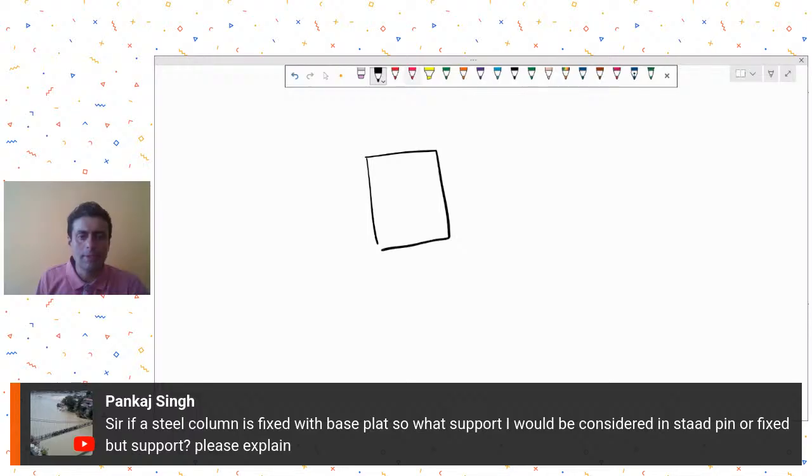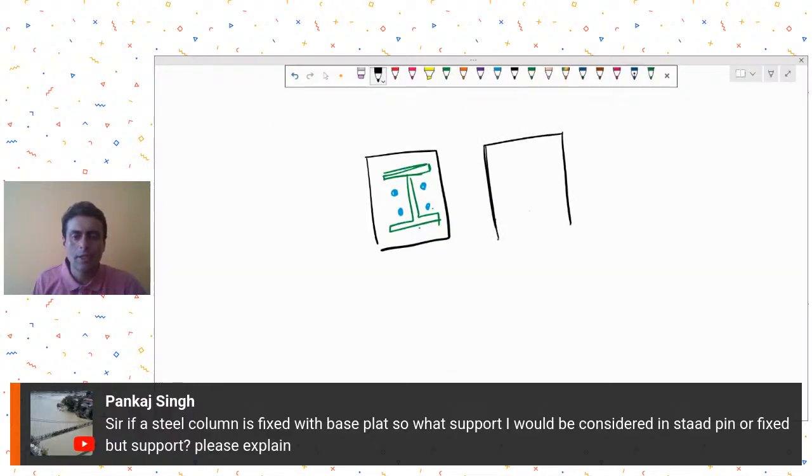Generally, if your bolt layout is something like this, let's say this is my base plate in plan view. This is my column. Now, usually what people do, if they want to provide a pin-like support, they'll have their bolt arrangement only in the web portion. Near the flanges, there is no connectivity provided. So this type of connection can be idealized as a pin-like connection.